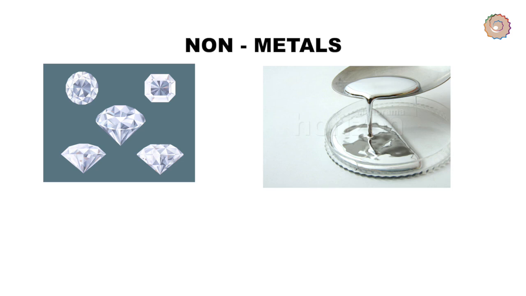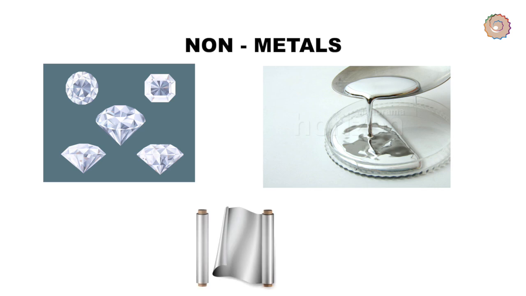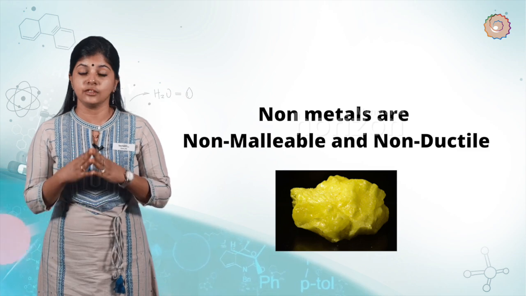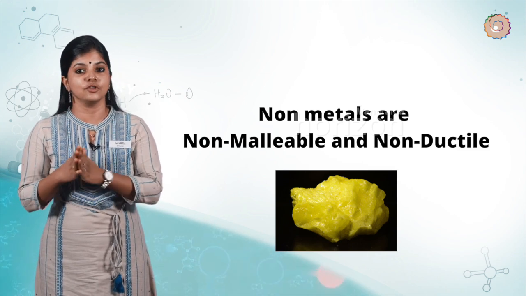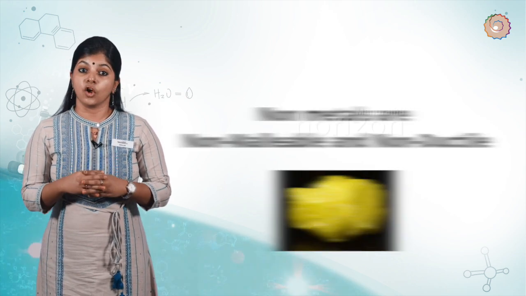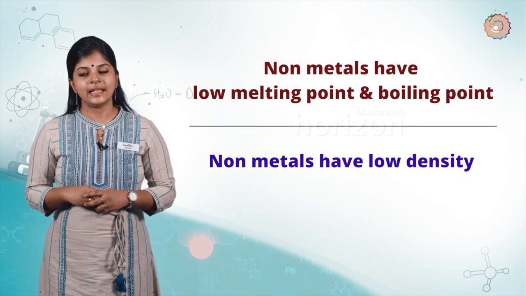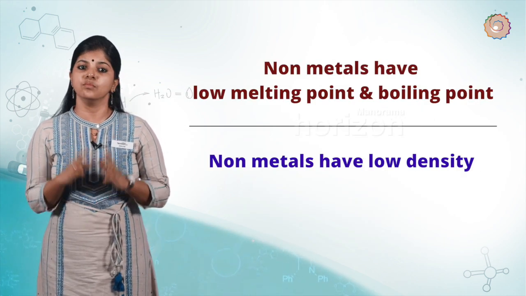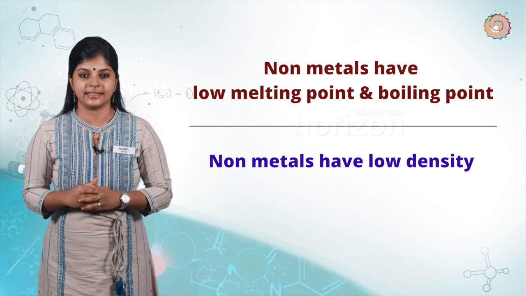Non-metals are not sonorous, that is, they do not produce a typical sound on being hit. And non-metals are bad conductors of heat and electricity, except graphite. Graphite, which is an allotrope of carbon, is a good conductor of electricity and is an exception. Now, when it comes to malleability and ductility, non-metals are non-malleable and non-ductile. Non-metals have generally low melting and boiling points, and most of the non-metals have low density.